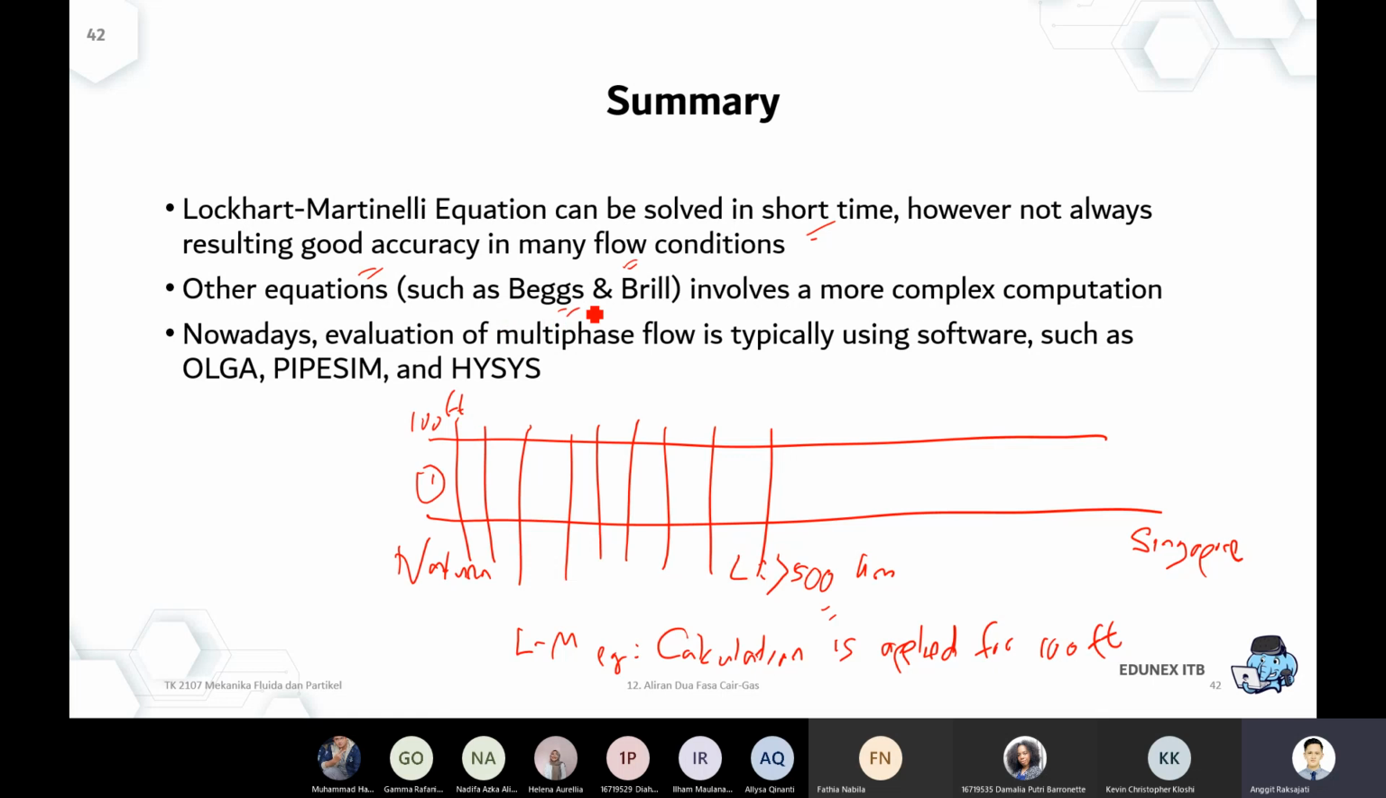Other equations such as Beggs and Brill involve more complex computations. Nowadays, evaluation of multi-phase flow typically uses software such as OLGA and PIPESIM. It's very expensive, but if you're good at operating this kind of software, you will be highly in demand to solve this kind of problem. But the more important thing is we know the basic fundamentals of how it works, which parameter affects which results, and so on. So you have very good judgment of how to solve a problem.